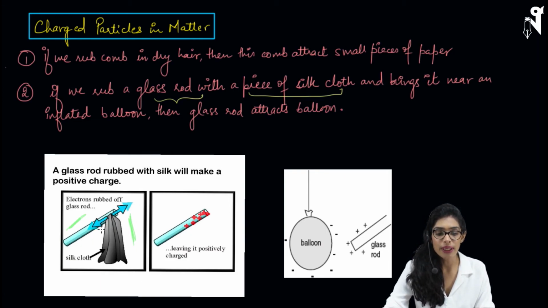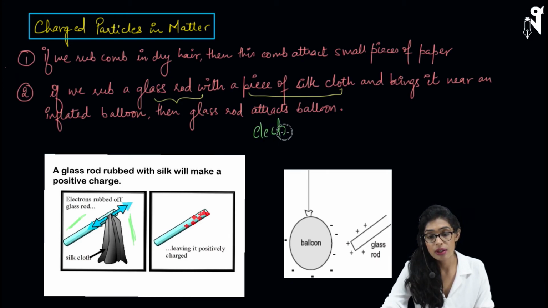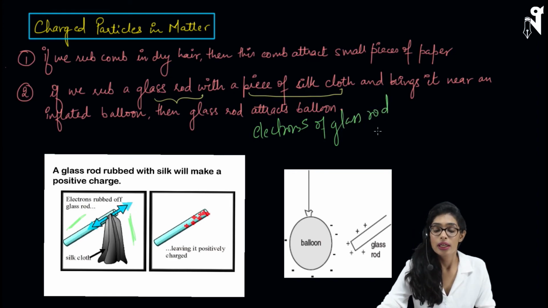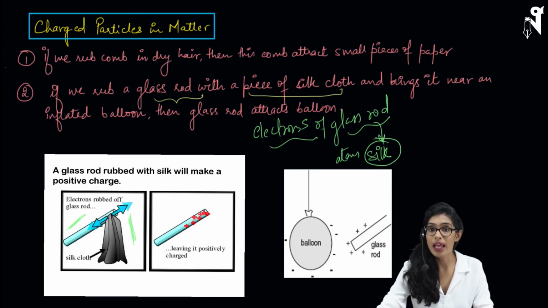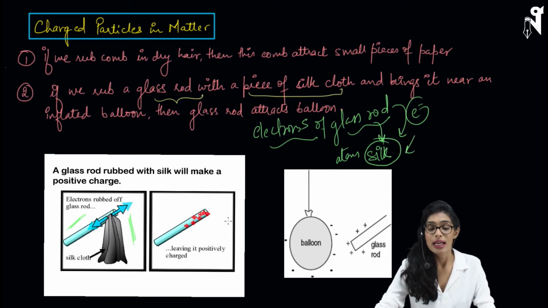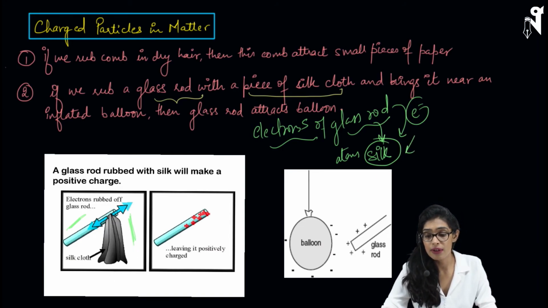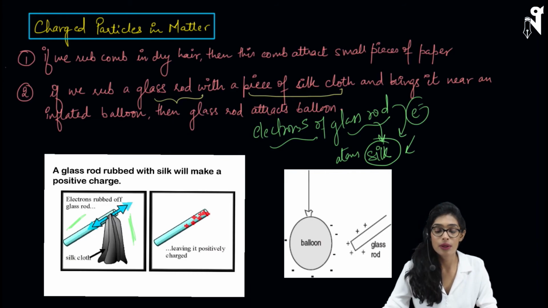What is happening when we are rubbing this is that the electrons of the glass rod get transferred to silk. So basically silk atoms and glass rod atoms were neutral earlier. Now the glass rod has given some of its electrons to the silk. Silk has become negatively charged, so it would have generated the negative charge on itself.